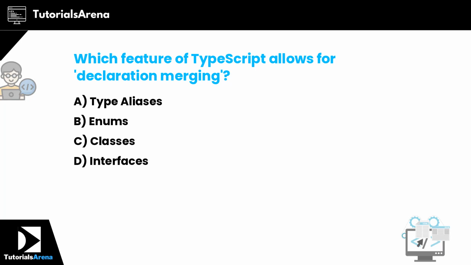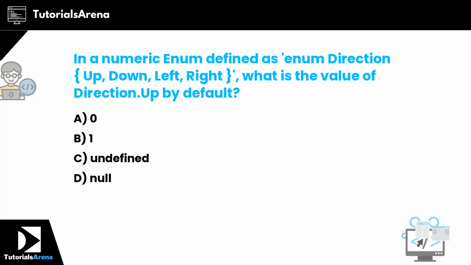Which feature of TypeScript allows for declaration merging? The correct answer is option D, interfaces. In a numeric enum defined as enum Direction { Up, Down, Left, Right }, what is the value of Direction.Up by default? The correct answer is option A, 0.